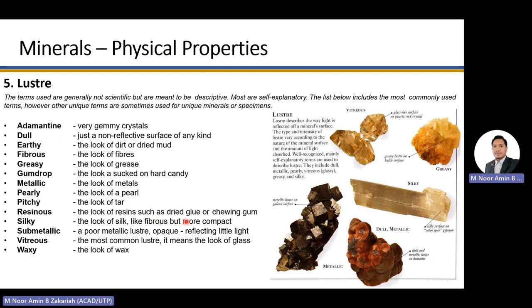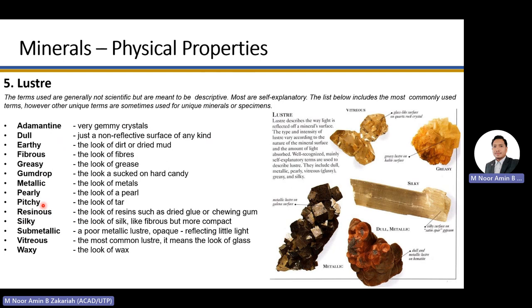For example, chrysotile, tremolite, and asbestos. We call it silky. And we also have submetallic. This luster is like tarnished metal. It's less common than metallic luster. Examples of minerals with submetallic luster include chalcopyrite and also bornite.